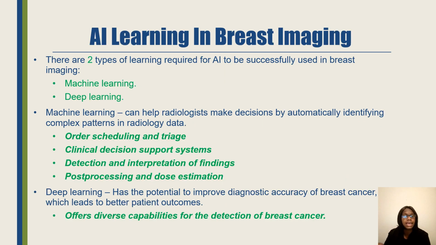So when it comes to AI and learning breast imaging, there are 2 types, a form of AI. You have your machine learning and deep learning. So with the machine learning, it's going to help the radiologist with the order scheduling and triage, clinical decision support systems, detection and interpretation of different findings, post-processing that information. When it comes to deep learning, it's just going to pretty much talk about how to improve diagnostic accuracy, what is the better outcome for the patient.